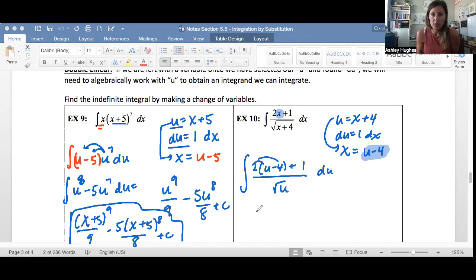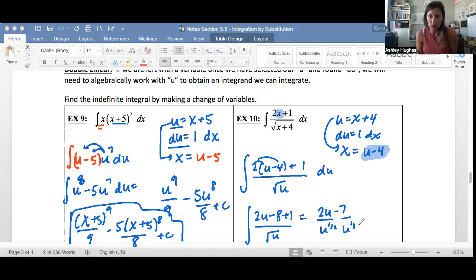Now I need to distribute, so that'd be 2u minus 8 plus 1 over the square root of u. And so that would be 2u minus 7, and you can put them both over u to the 1/2, or the square root of u. And then I'm going to simplify this by subtracting the exponent. So this is like 2u to the 1/2 minus 7u to the negative 1/2.